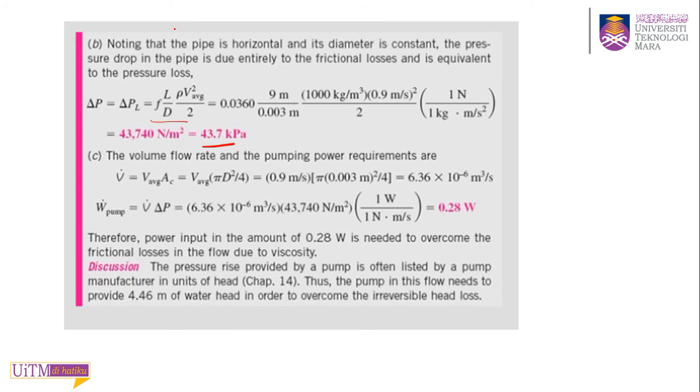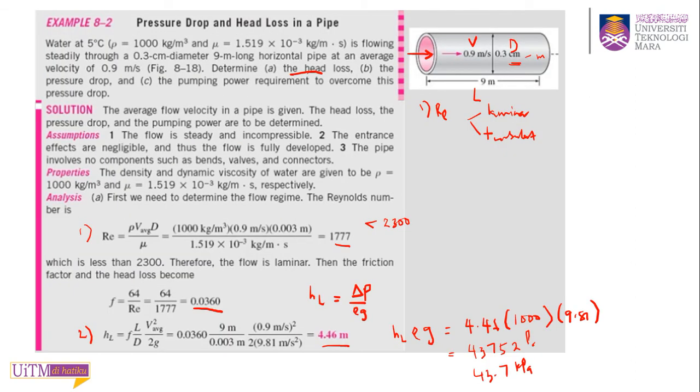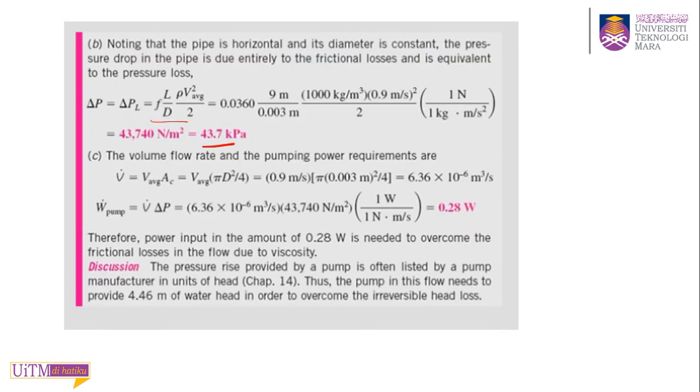So the next question, they ask you to find the pumping power requirement. We know that the pumping power requirement equation is this. They use V dot, which is Q. In my teaching I use Q. It's just the same thing, I don't want to confuse you. What is V dot? It is Q.